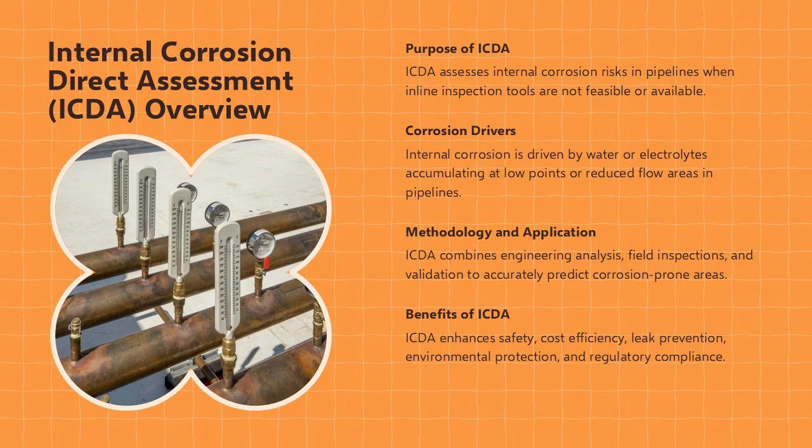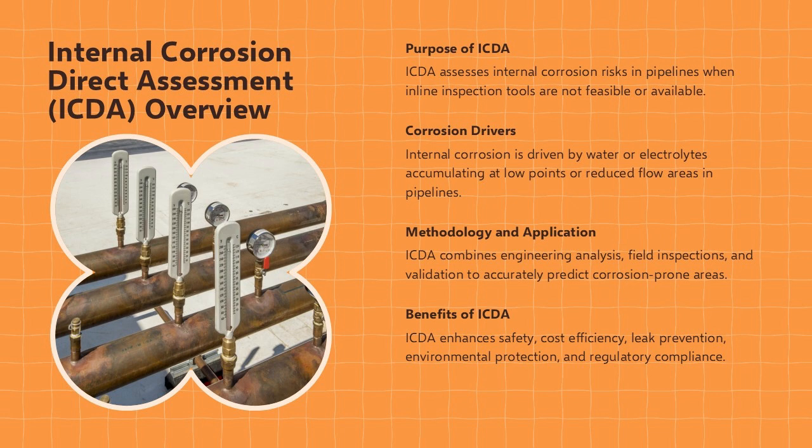Internal Corrosion Direct Assessment, ICDA, is a structured and systematic methodology developed to assess and manage the threat of internal corrosion in liquid petroleum pipelines when inline inspection (ILI) tools are not feasible or not available. The methodology is formally documented in NACE SP 0208 and is widely recognized by regulators and industry as a valid integrity assessment approach. ICDA focuses on identifying locations where internal corrosion is most likely to occur, rather than attempting to inspect the entire pipeline. This targeted philosophy improves safety and cost efficiency by concentrating resources on the highest risk areas.